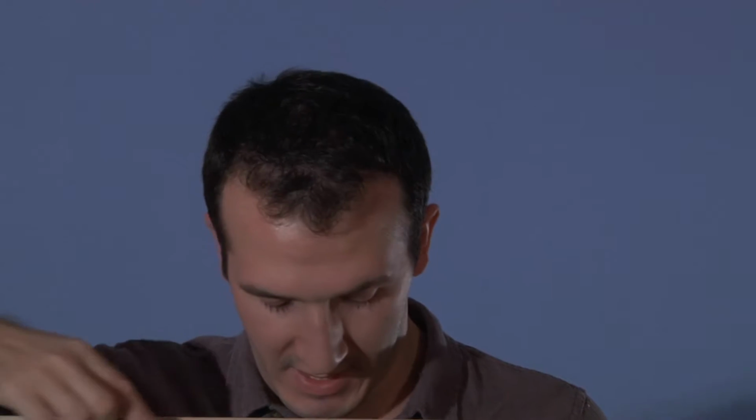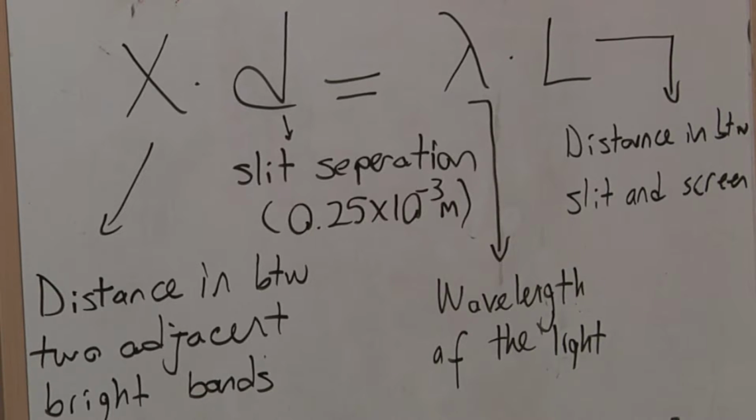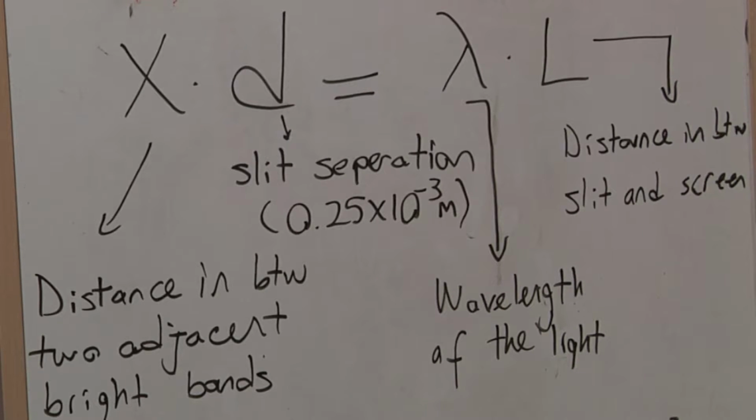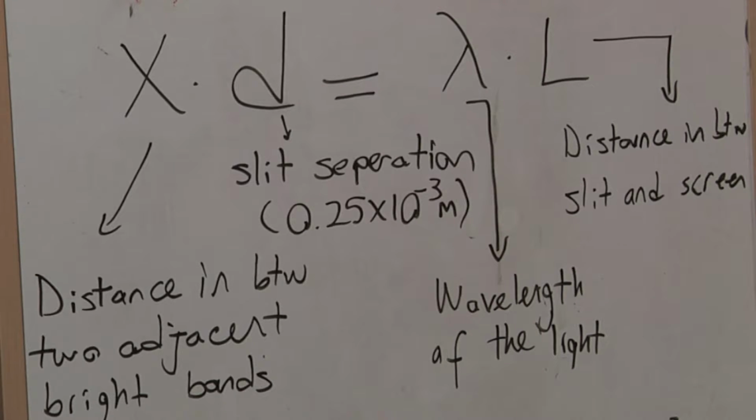That's important. That D is the distance in between 2 slits. It's not the width of the slit. And lambda is going to be the wavelength of our light, which in this case is our red laser. And L is going to be the distance from the slit to the screen.